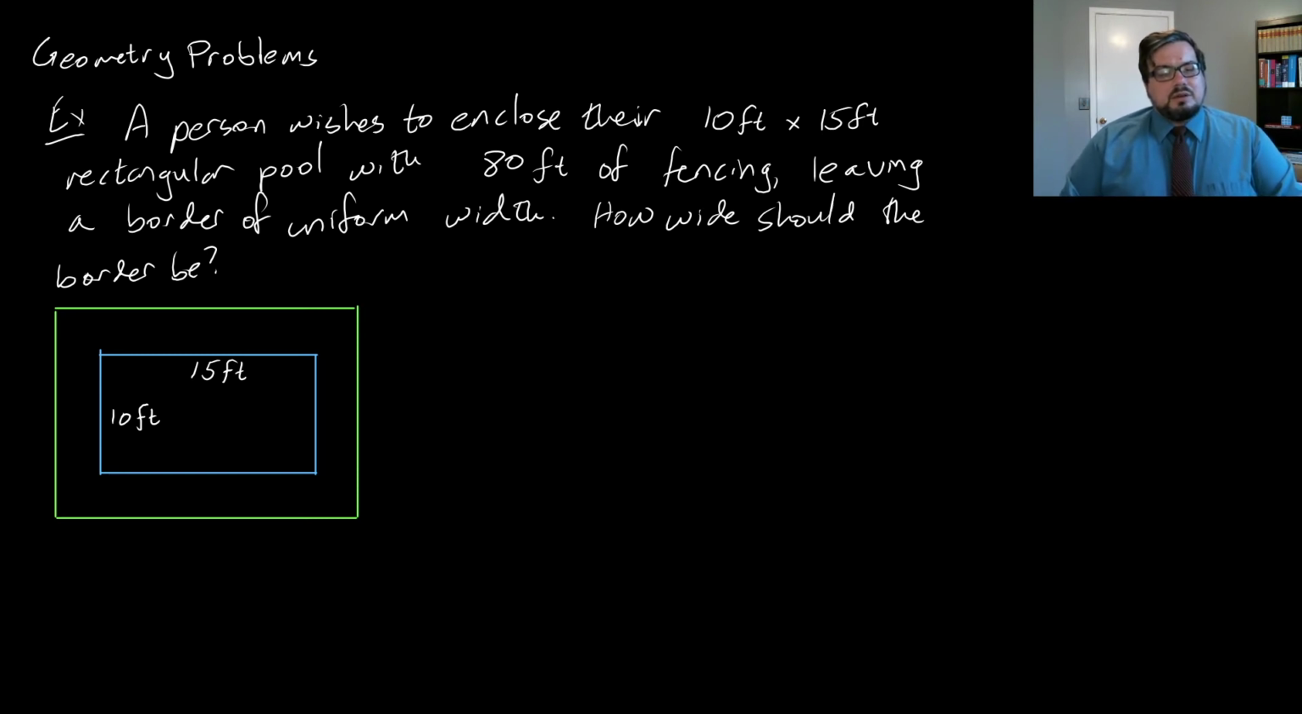Let's see, what else do we know? We know that we've got a total of 80 feet of fencing. So we've got 80 feet of fencing, and that's total around the whole green rectangle.